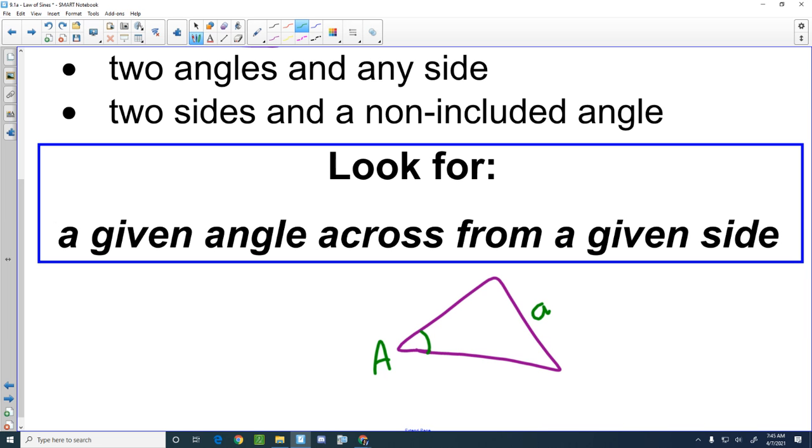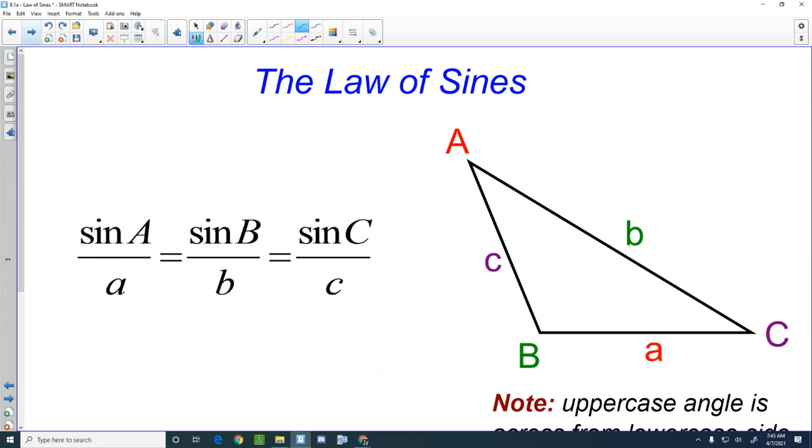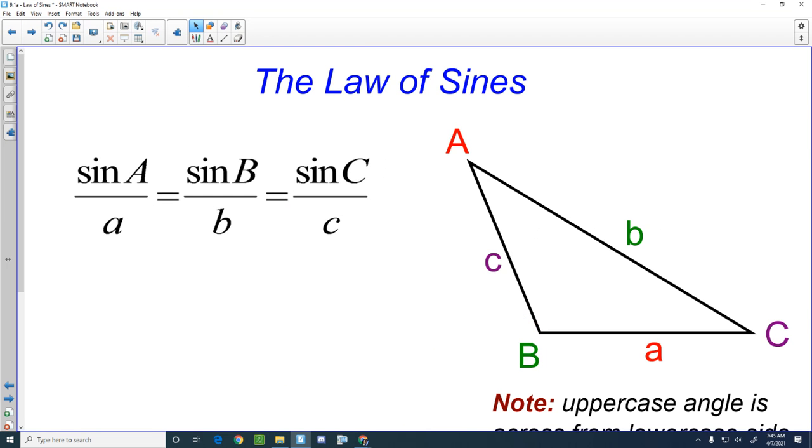Now the law of sines is just a simple formula. It's very basic. It's barely even a formula. It's just like a relationship, a ratio. Here's what it looks like. So here's the law of sines on the left. And there are three different ratios.